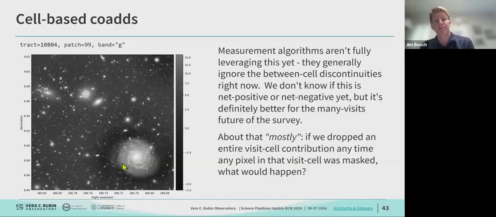But the important thing from my perspective is that this is definitely better for the many-visits future of the survey. In the past, we would have expected the PSF model in particular to become increasingly impossible to evaluate as we got more and more epochs.